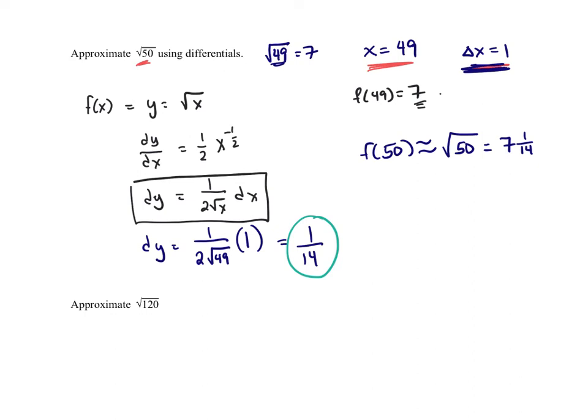Now, if I put 7 and 1/14 in my calculator, I get 7.071428571. And if I actually put the square root of 50 in my calculator, the actual value for the square root of 50 is 7.0710678. So you can see using this method, we were basically the same for 3 decimal points. So this is a really, really neat method, because all you do is figure out how far you are away from a perfect square.